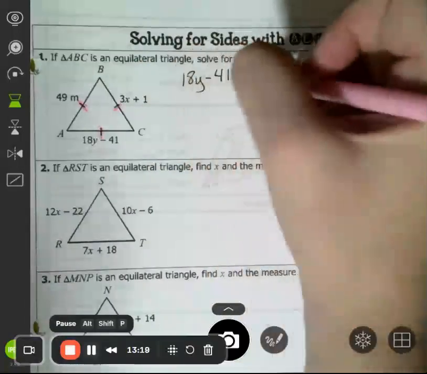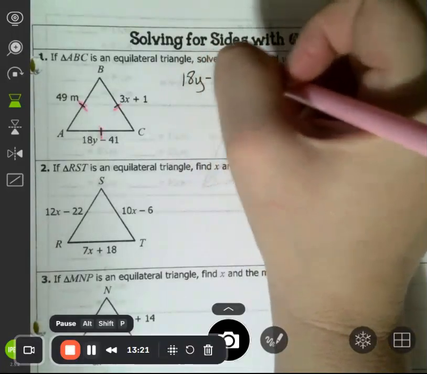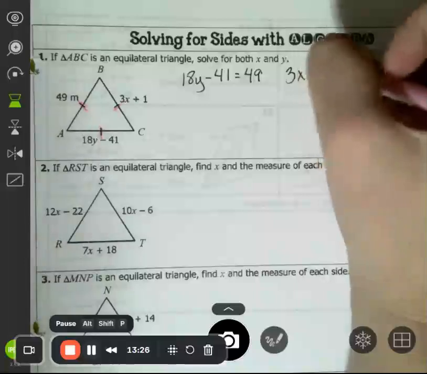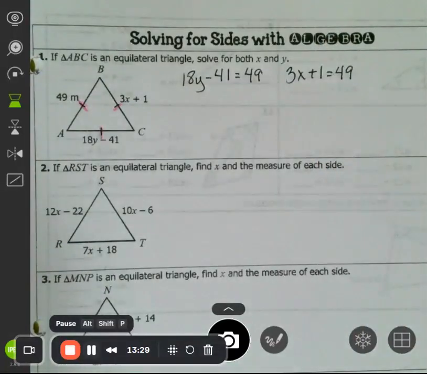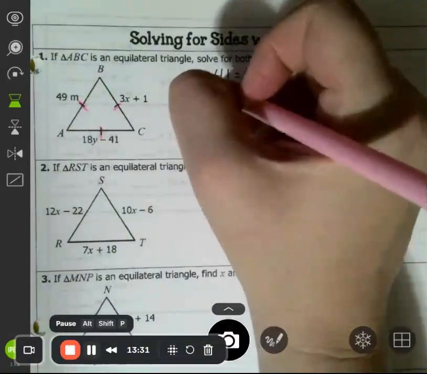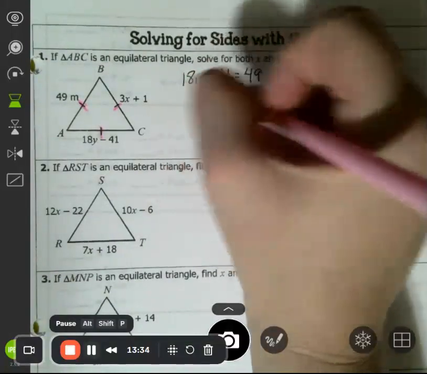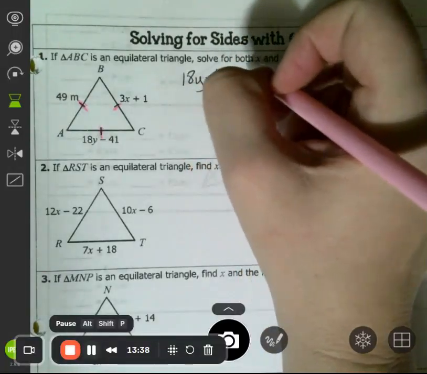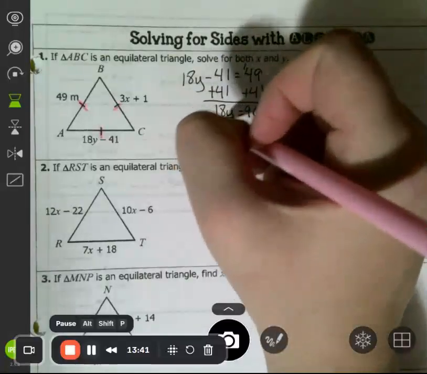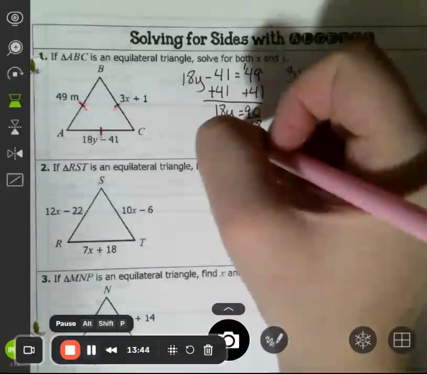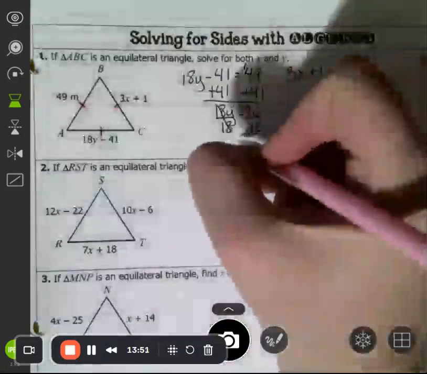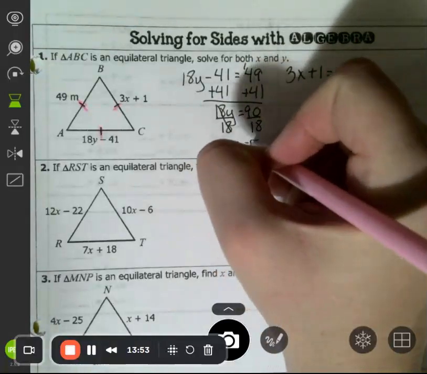So I'm going to first set it up for my y. I know that is also congruent to 49. And then I will set up my x and make that equal 49. Now it's solving with algebra. So I would add 41 to both sides. Divide both sides by 18, and I get 5 for y.